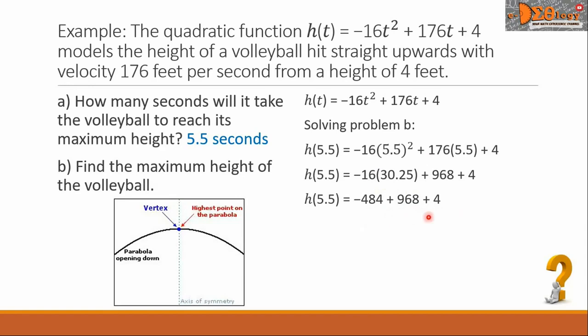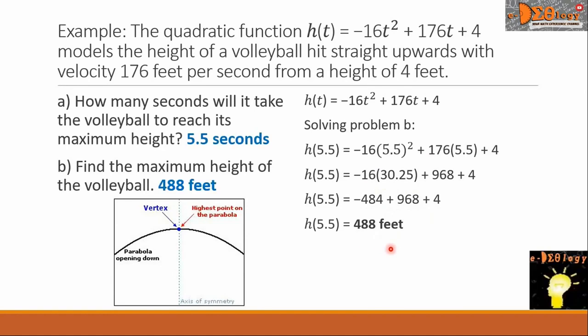Simplifying these three numbers, we have now 488. And this is the height given in feet. Let us copy this opposite problem B. And this is our answer. Take note, the vertex of the quadratic function is (5.5, 488). This is our final answer.